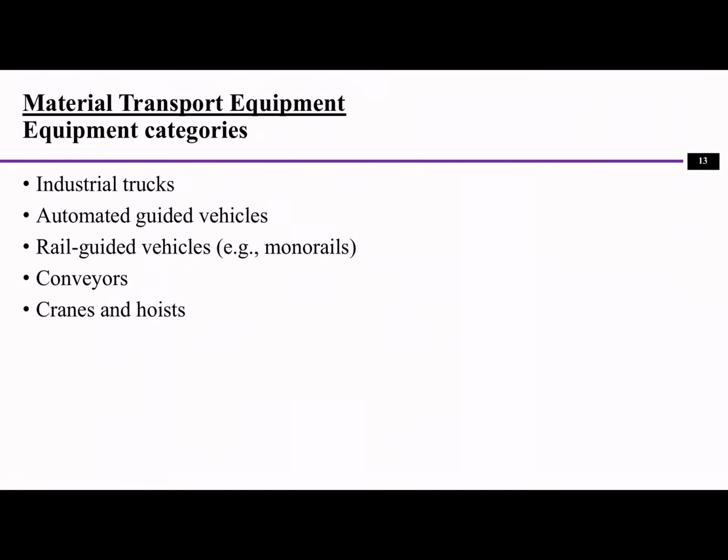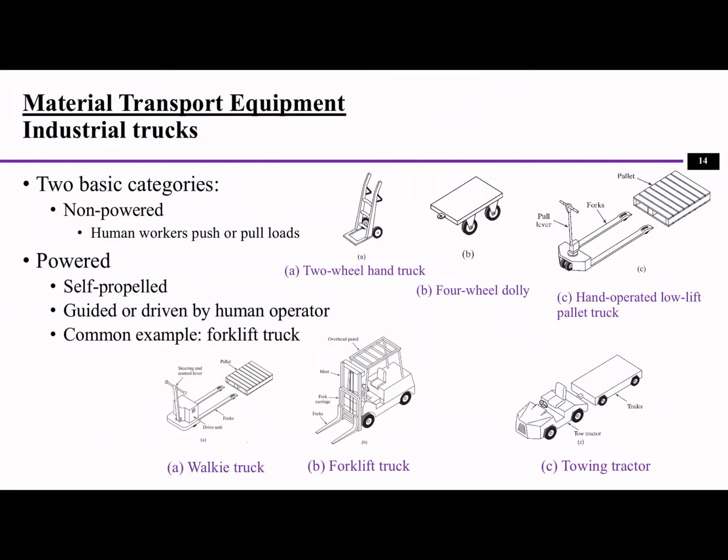And in terms of the equipment categories, there are industrial trucks, AGVs, automatic guided vehicles, rail guided vehicles, conveyors, and cranes and hoists. We're going to look through them one by one. First, industrial trucks. Trucks can be powered or non-powered. Powered means we are using electricity or gasoline or some other source of power. Non-powered means we are using human labor, right?